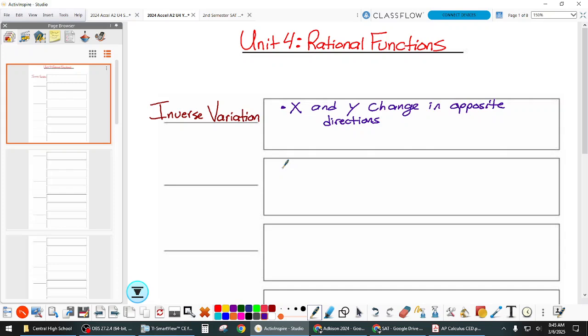So x and y are changing in opposite directions, opposite ways. So if x is getting bigger, y is getting smaller. And smaller doesn't mean more negative. It means smaller size-wise, not sign-wise. Okay? So this is way deeper than this, but as x grows, y shrinks, and vice versa.